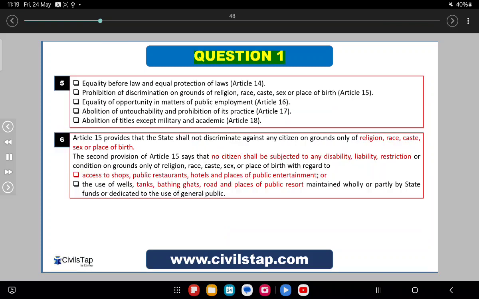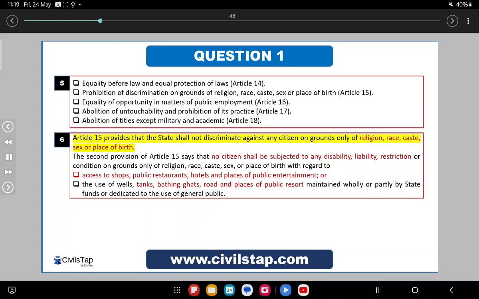4. The right to equality includes: Equality before law and equal protection of laws, Article 14. Prohibition of discrimination on grounds of religion, race, caste, sex or place of birth, Article 15. Equality of opportunity in matters of public employment, Article 16. Abolition of untouchability and prohibition of its practice, Article 17. Abolition of titles except military and academic, Article 18.